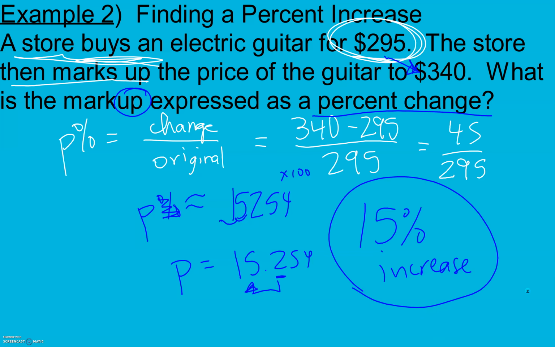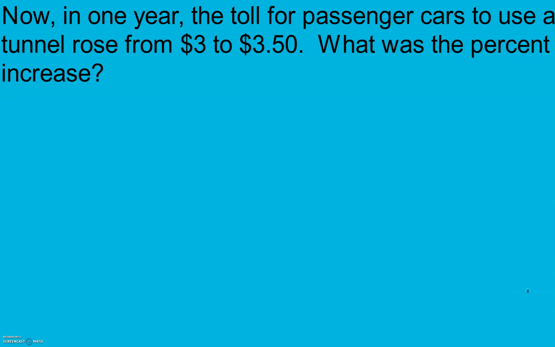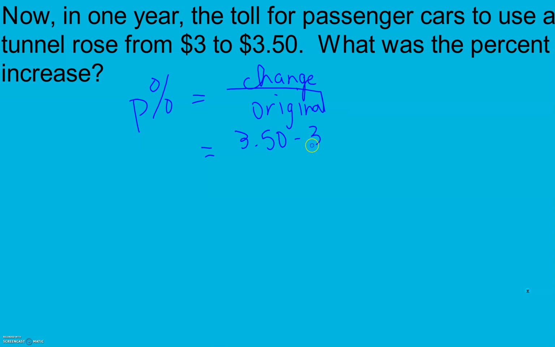About a 15% increase. Now, in 1 year, the toll for passenger cars to use the tunnel rose from $3 to $3.50. What was the percent increase? So for percent change, I'm going to have P% equals my change divided by original, or where I started. Here, I am going to take bigger minus smaller to get my change. And I look, where did it start? Okay, well it rose. So I started at 3 and then went up to 3.50. So 3 is my original.